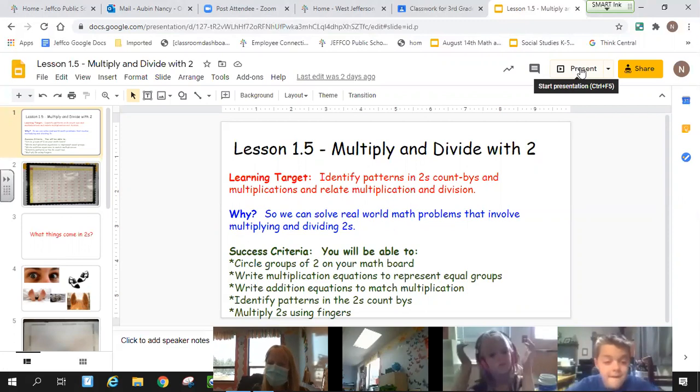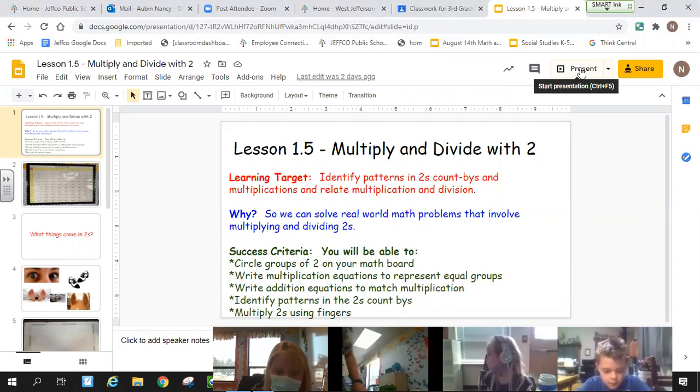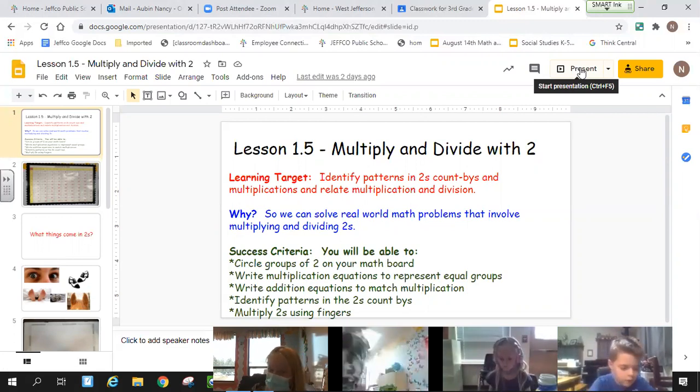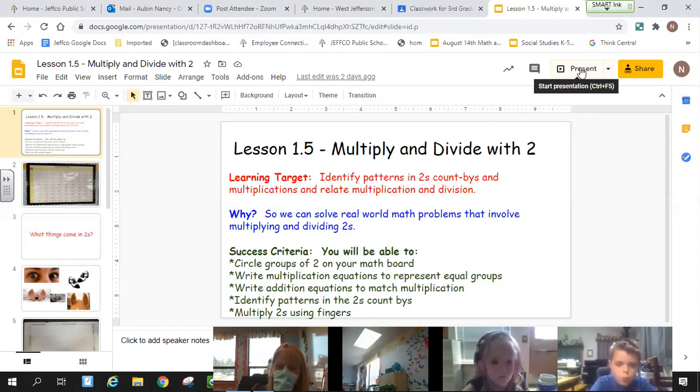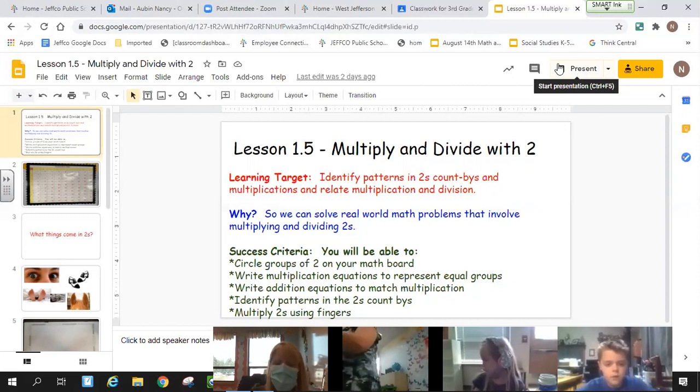We need to be able to solve real world math problems that involve multiplying and dividing by 2's. We want you to be able to circle groups of 2 on your math board. That's why we have our math boards today. We're going to be writing multiplication equations to represent equal groups. We're going to write addition equations to match the multiplication since we know multiplication is repeated addition. We're also going to do some division problems. Identify patterns in the 2's count bys, and we're going to practice multiplying 2's using our fingers as tools.